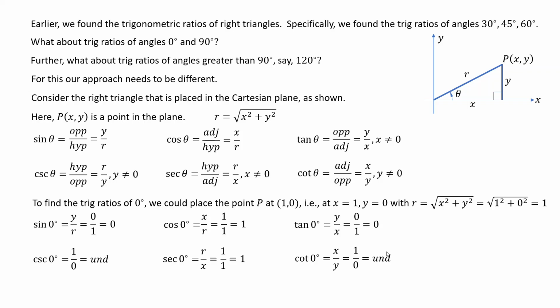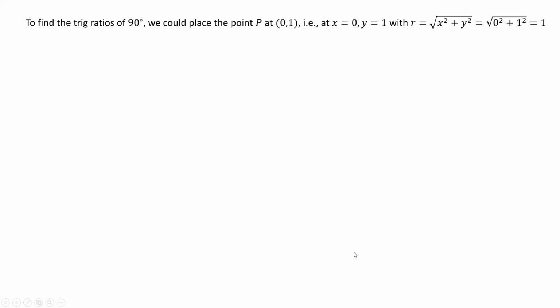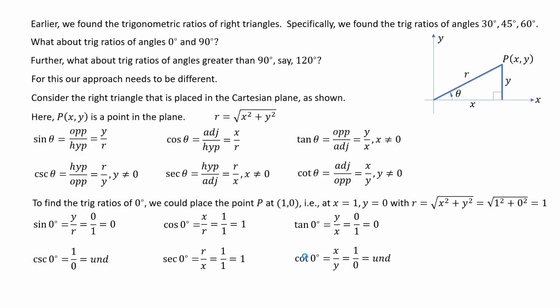Cool. So we found the trig ratios of 0 degrees by using this. Then what? How about 90 degrees? Can I get you to tell me what to do? For 0 degrees, theta is 0. We put the point here at (1, 0). We made x to be 1 and y is 0.